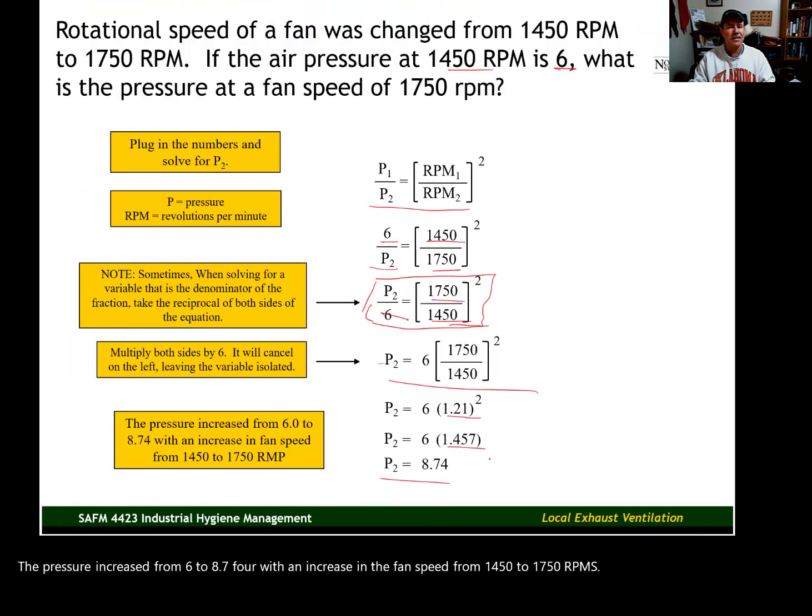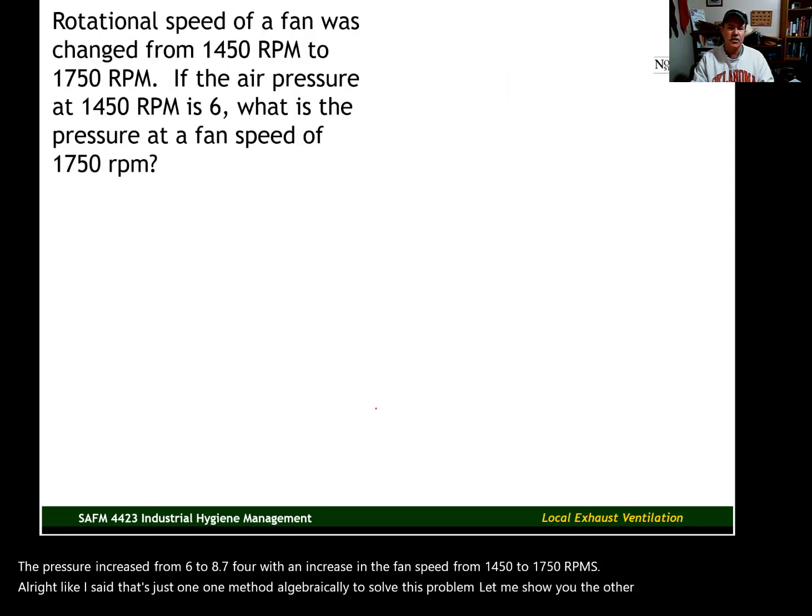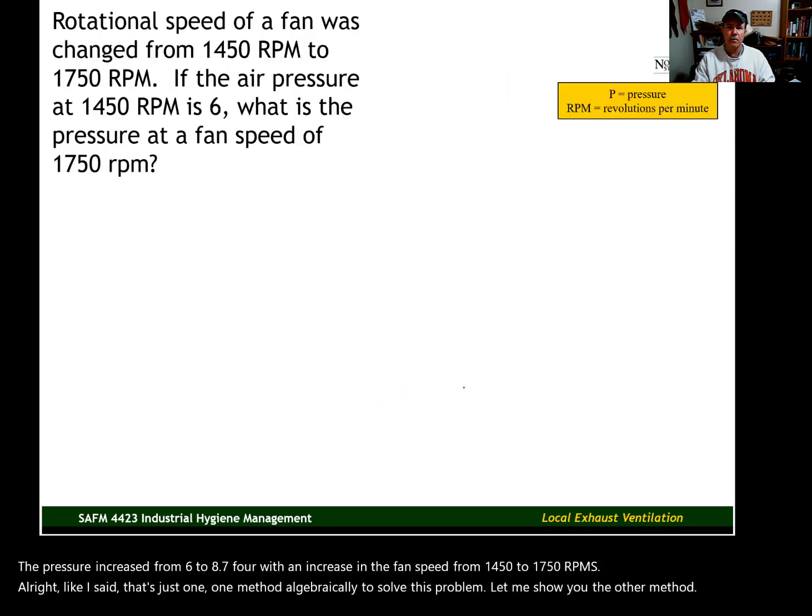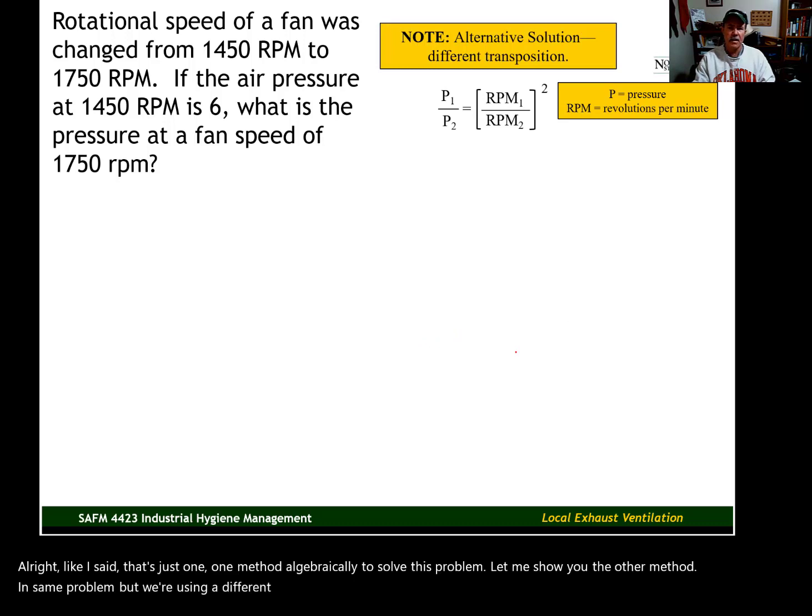All right, like I said, that's just one method algebraically to solve this problem. Let me show you the other method. Again, same problem, but we're using a different method. Everything's the same. Plug in our values.